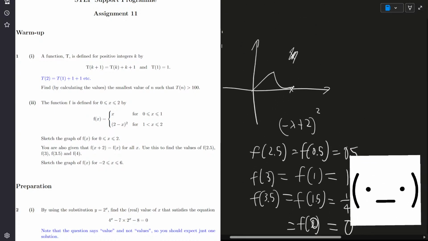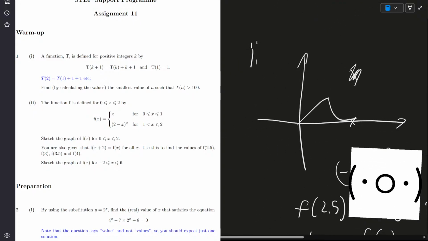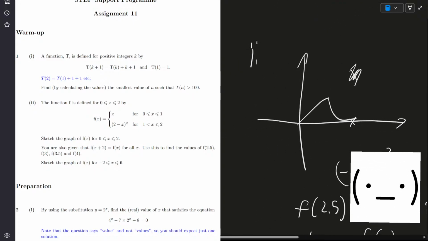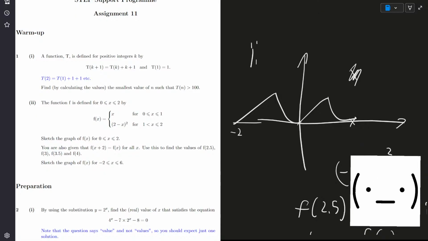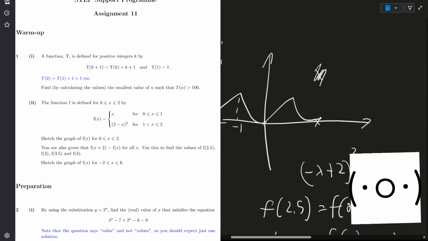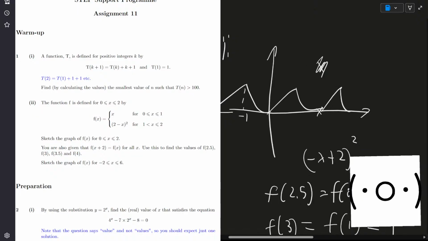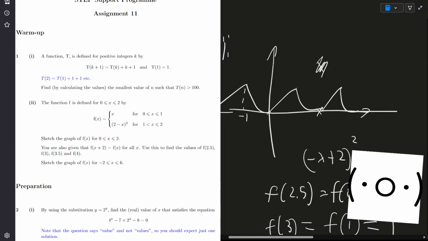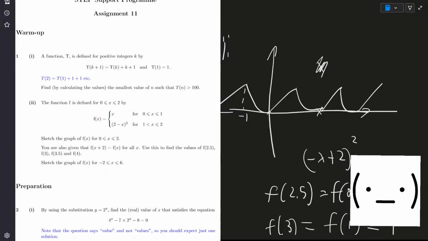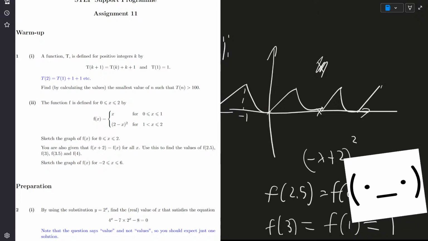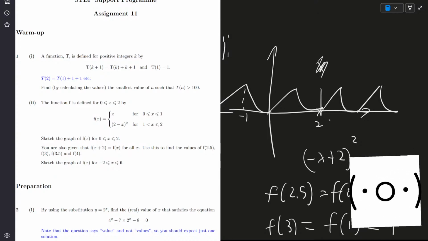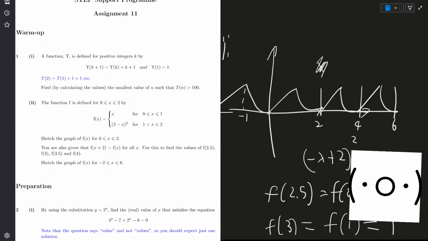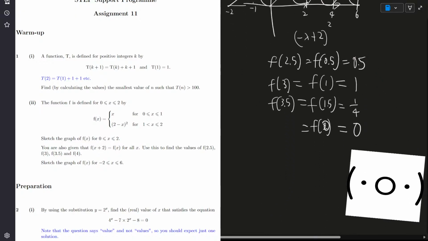Wondrous. Now they've asked us to continue sketching the graph. Because it's periodic, it just looks like this. This is -1. This is a straight line. This is not a straight line. This is a straight line. This is not a straight line. Oh, this is a straight line. This is not straight. Oh, come on. Not a straight line. Okay. So yeah, that's 2. That's 4. That's 6. Wonderful.